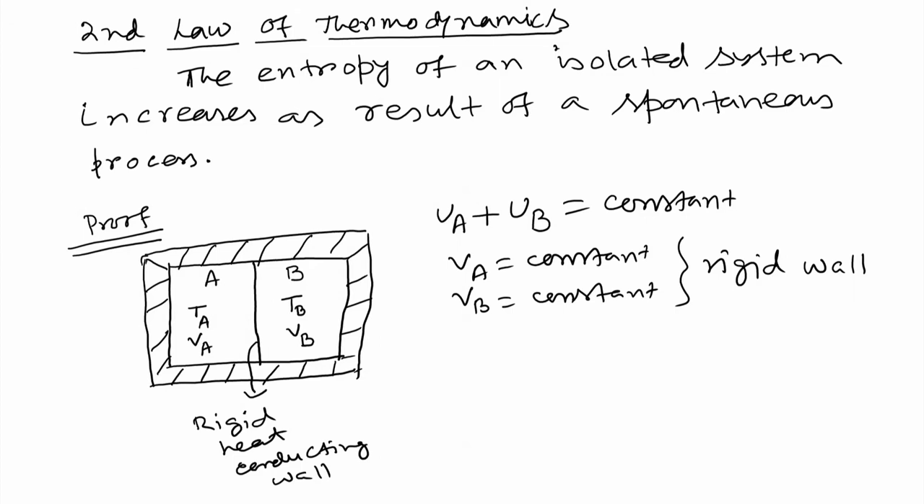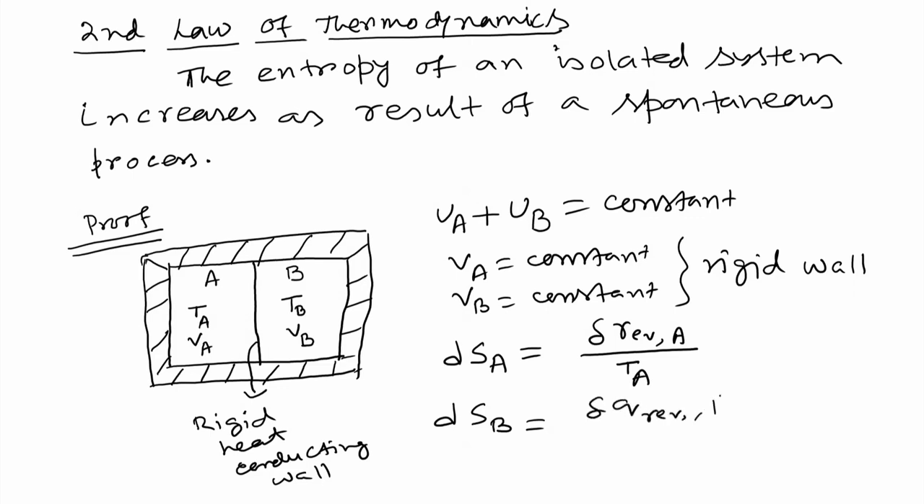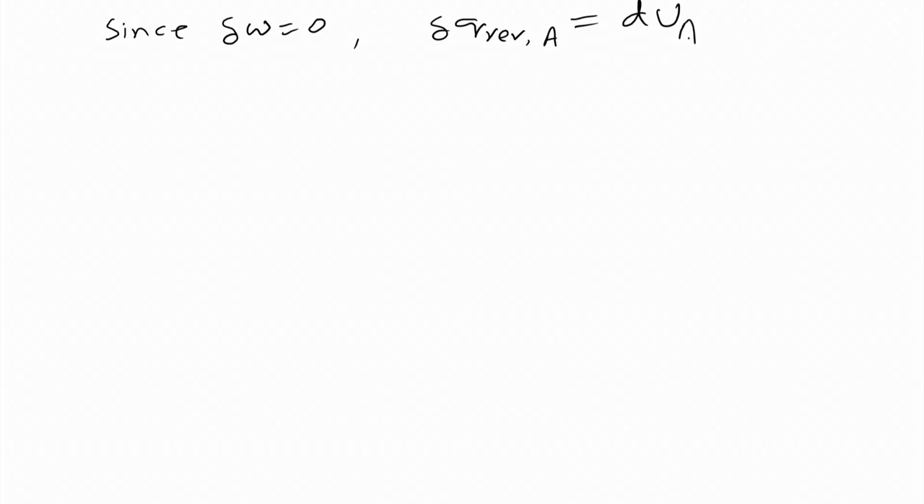Now, what is the entropy change? For compartment A, dSA, if the process is reversible, we can write it like this. And the entropy change for compartment B is like this. Since del W equals 0, no work is done, so del Q is nothing but this, and del Q reversible for compartment B is this.